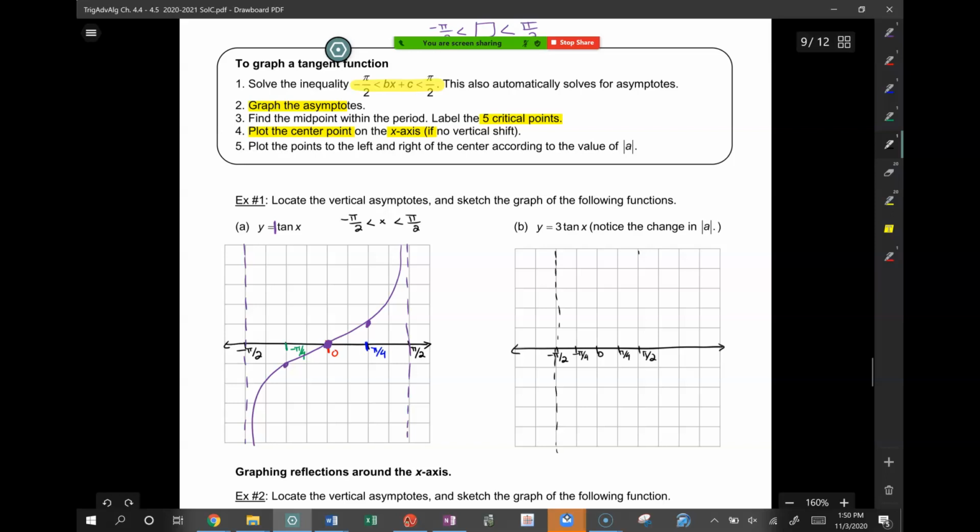Next, the center point is going to go on the axis because there is no vertical shift. Now, the other points, you see how there is a 3 in front? That means to the right, instead of going up 1, I'm going to go up 3. And that means to the left, I go down 3. It's got to be symmetric.